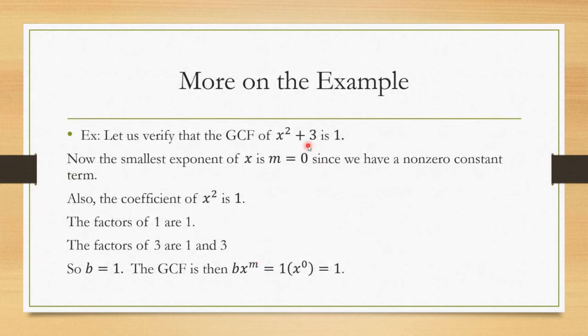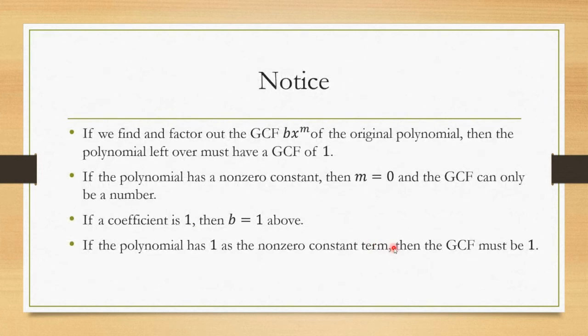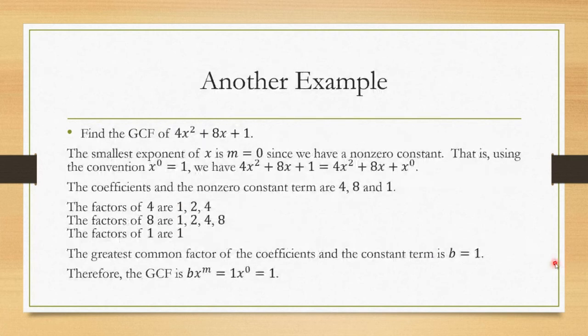It's really not terribly hard to see, mostly because, again, it's a term with no variables, so m has to be 0. And since the constant term is 1, the only common factor 1 has with anything is 1. So that forces the GCF to be 1. Just some things to point out. If you don't memorize it, that's fine. Here's actually an example illustrating that.